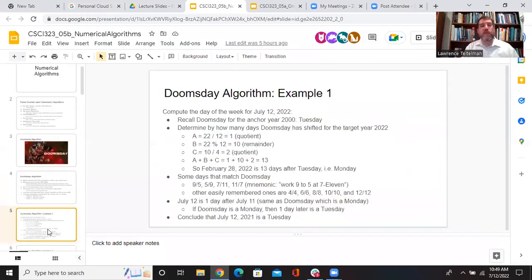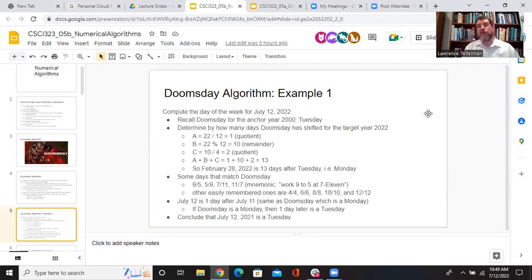Okay, so we're going to do some examples here. The first example is for today. Today is July 12th, 2022, and we're going to determine what day of the week it is algorithmically. The first thing is, what is the Doomsday for the anchor year, the year 2000? Remember Y2K, everyone thought there was going to be a Y2K bug. So we remember Tuesday.